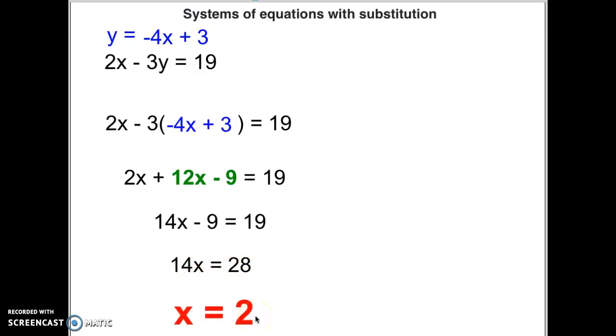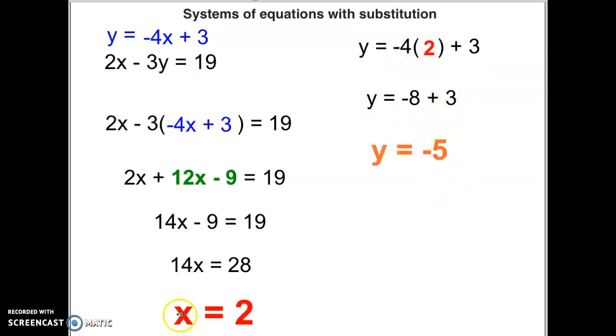Then here comes kind of the easy part. We're going to plug this information, the x equals 2, into our first equation, this one right up here, and solve for y. So we have y equals negative 4x, but instead of the x, we put parentheses, plus 3. We know x now equals 2, so instead of writing x, we'll write a 2 right there. Negative 4 times 2 is negative 8, and then negative 8 plus 3 is 5. So our answer would be x equals 2 and y equals 5.